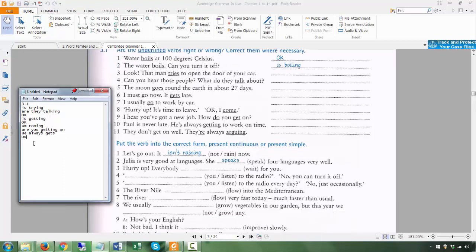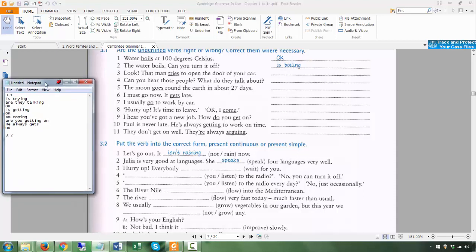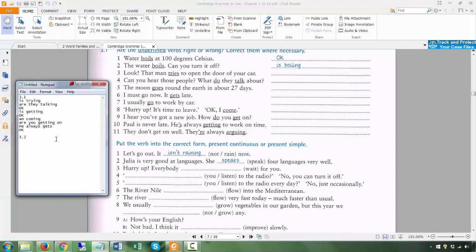Okay, 3.2. Hurry up, everyone. Everybody is waiting right now. Look at number 4 and number 5. They're almost the same sentence, the first sentence, the question, but the difference is one is talking about something that regularly happens, and one is talking about something that's right now. For something that regularly happens, use the present simple. For something that's happening right now, use the present continuous.